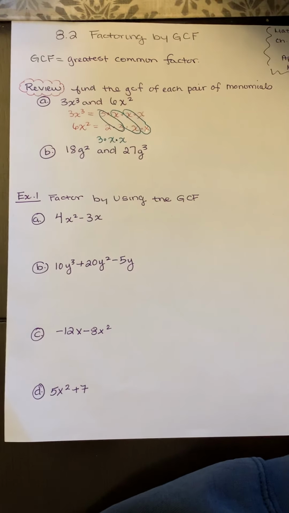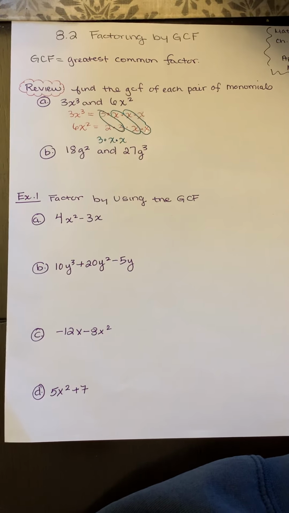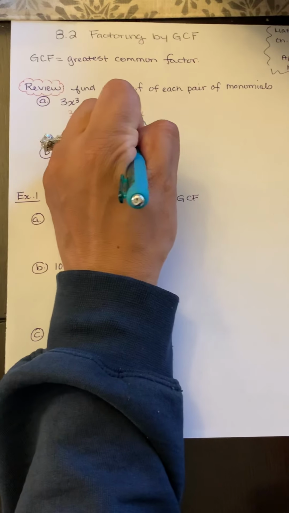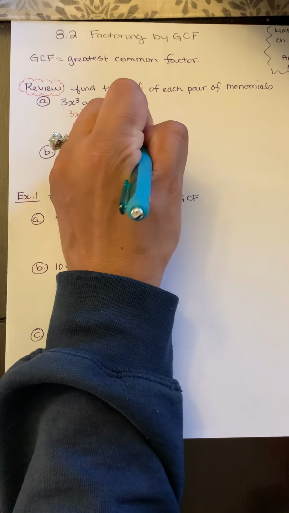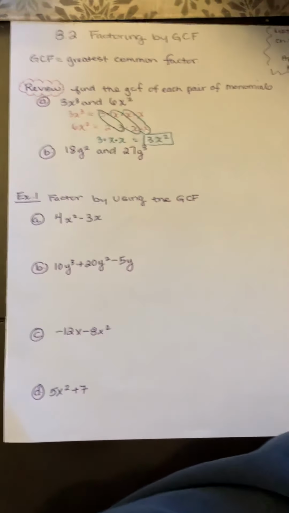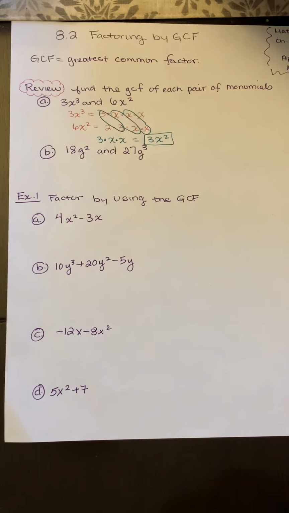Okay. And once you align the common factors and write it out, you're going to find the product of the common factors. So that means you're going to multiply and you're going to end up with 3x squared. That's your answer. That's the greatest common factor of each monomial. Okay, let's take a look at B. We have 18g squared and 27g cubed.